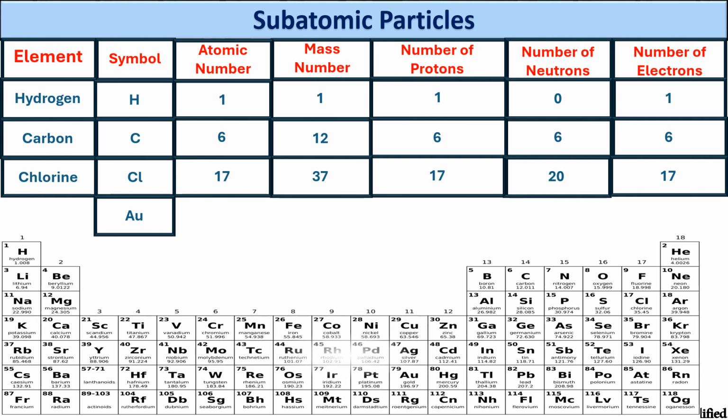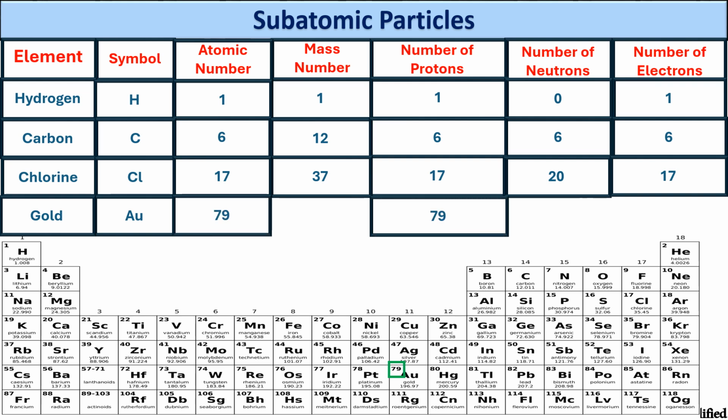In our last example, let's say we're given the symbol Au. So we have to bring up the periodic table so we can look it up. And when we look it up, we see the symbol Au stands for gold. So that's the element. The chemical symbol for gold is Au. Next, we have to find the atomic number, which is 79.